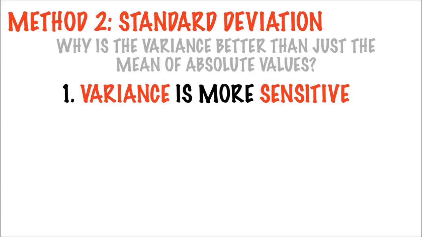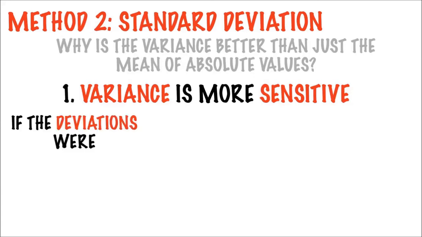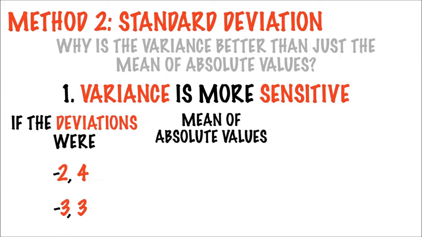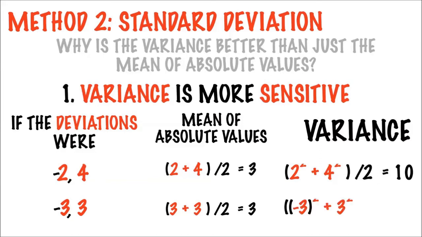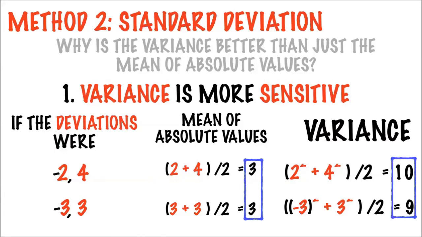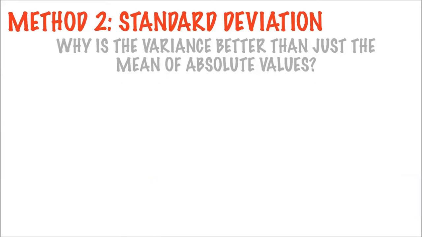The first reason is that variance is simply more sensitive than just summing the absolute values of the mean deviations. The mathematical reason for this is that variance squares the mean deviations and so is a quadratic or a higher order function. If that doesn't mean anything to you, well, forget it. Just focus on the simple example on screen now. Let's say the deviations were -2, 4 and -3, 3. If we only used the mean of the absolute values, in both of these cases, we would be left with the same measure of deviation, and that would be 3. However, if we use the variance, we would get a larger number for the first of the two sets of data.